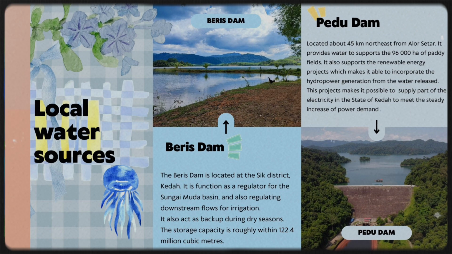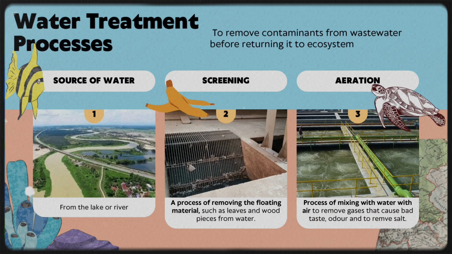of power demand. So now I'm going to share with you the water treatment processes that we need to do to remove contaminants from wastewater before returning it to ecosystems. First, we need to search for a source of water from the lake or the river. Then we need to do some screening. It's a process of removing floating materials such as leaves and wood pieces from the water. Next is aeration. It's a process of mixing water with air. It is because we need to remove gases that cause bad taste and odors, and to remove salt.